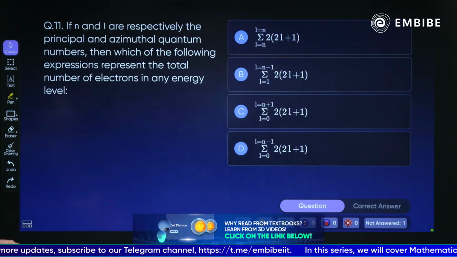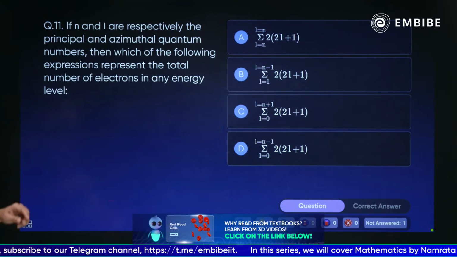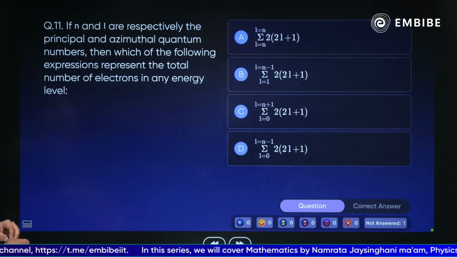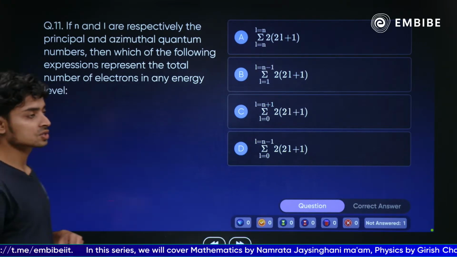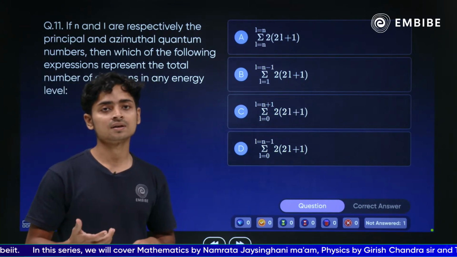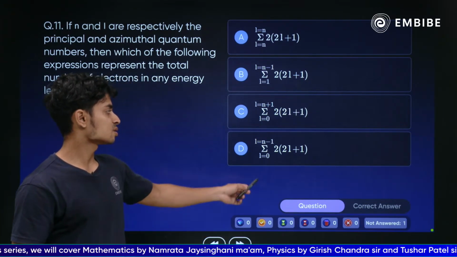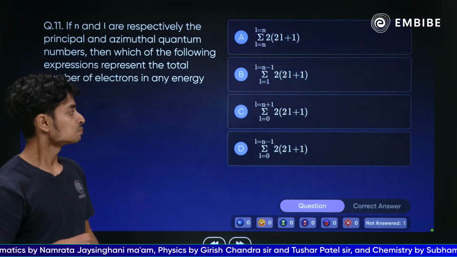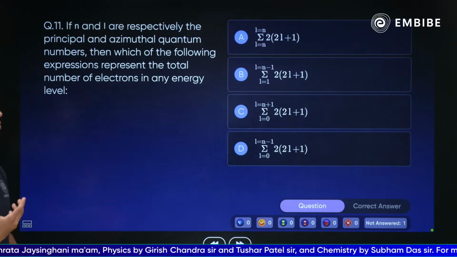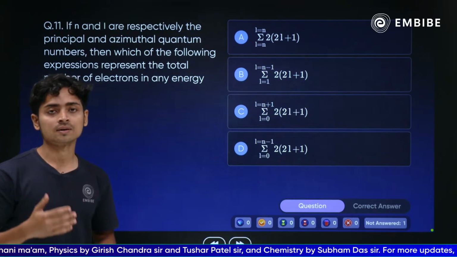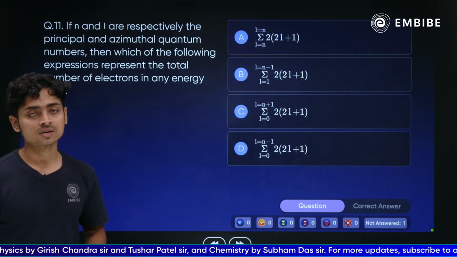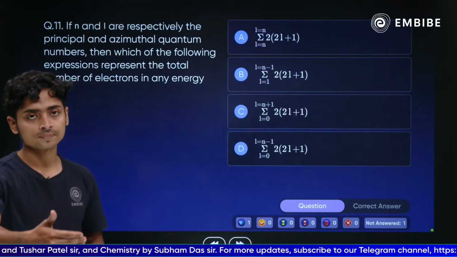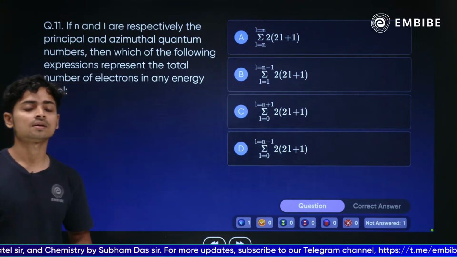If n and l are respectively the principal and azimuthal quantum numbers, then which of the following expressions represents the total number of electrons in any energy level? So for a given shell, how many electrons will be present? Here the expression is given in terms of subshells. For a given n value you can have l values from 0 to n minus 1. Every l value will give you a subshell with respect to that given shell. Based on that, please answer.